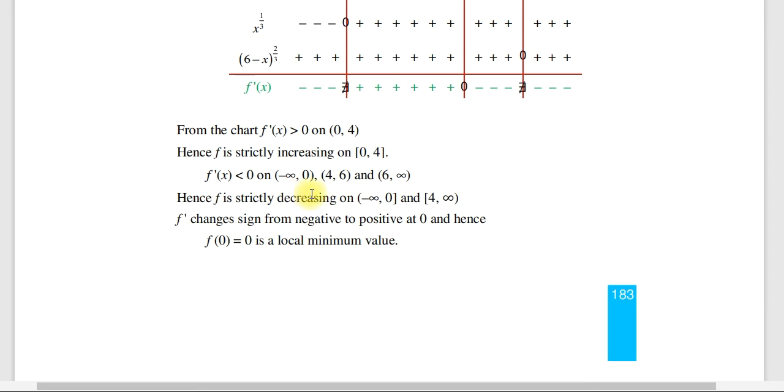OK, so f is strictly decreasing on the interval negative infinity up to 0 and then 4 up to positive infinity, we write. That means on all three intervals, since 4 up to 6 is included in this, f prime changes sign from negative to positive at 0 and hence f of 0 equal to 0 is a local minimum value.